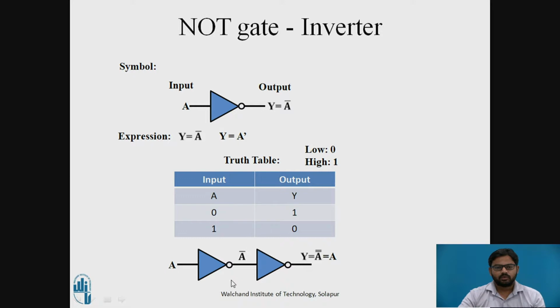Now, what happens when two inverters are connected one after another? You can see the input A becomes A complement, and after again giving it as input to the second NOT gate, it double complements and becomes A again. This can be verified with the truth table: the output is the same as the input.